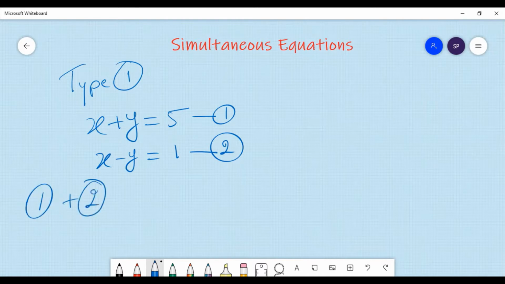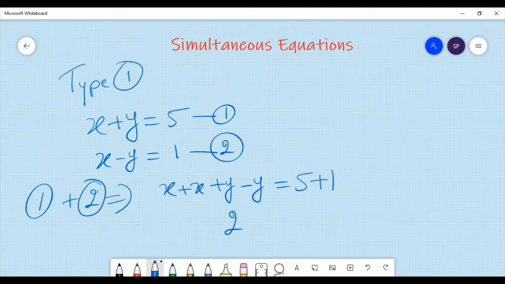Equation 1 plus equation 2. If you add the two equations, how is it going to be? We're going to have x plus x, and then y minus y. And on the other side, we're going to have 5 plus 1. So what is it going to give you? It's 2x equals 6. Therefore, x is equal to 3.